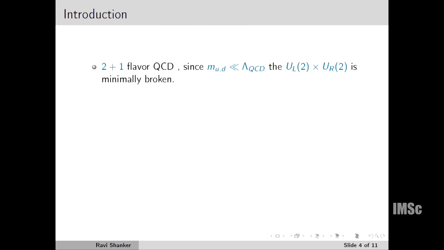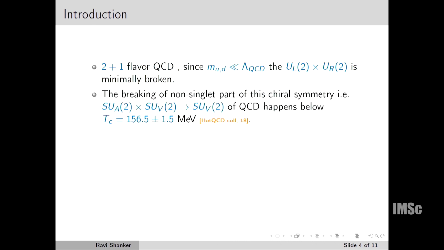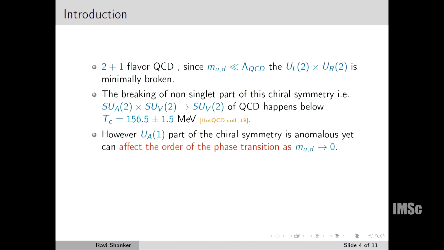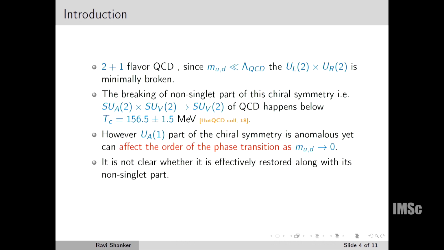We already know that in 2+1 flavor QCD, the masses of up and down quarks are much less than the QCD scale, due to which our U(2)_L cross U(2)_R symmetry is minimally broken, and the breaking of the non-singlet part happens around a temperature of 156 MeV. However, the U(1)_A part of the chiral symmetry is anomalous, and it can affect the order of the phase transition in the limit when the mass of up and down quarks tends to 0. It is not yet clear whether it is effectively restored along with the non-singlet part or not. So how are we going to study it?